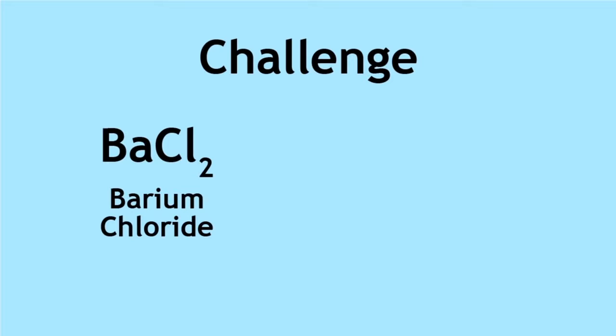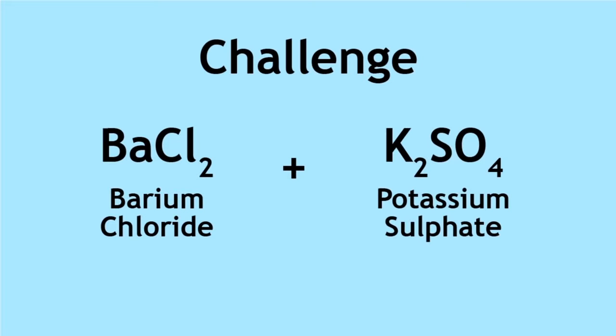Let's grab a pencil and a piece of paper. Predict the products for the double displacement reaction of barium chloride and potassium sulfate and write the reaction equation. Remember to include the state symbols and to fully balance the equation.